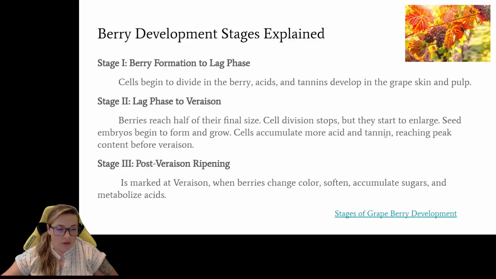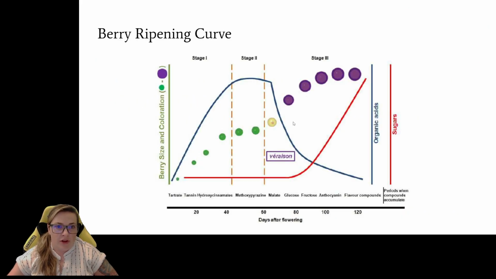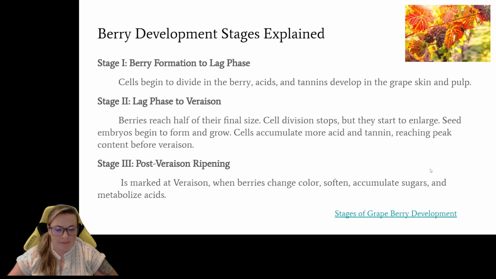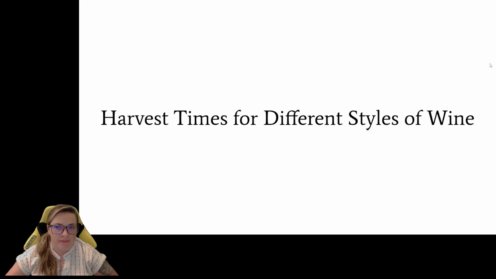Stage 3 is marked right at veraison. So if we look at our picture here, stage 3 is marked right as the berry starts changing color. Once we see this, acids start becoming metabolized by the grapes, and then sugars start to accumulate. And this is the final stage of ripening. So this is when, of course, berries change color, soften, accumulate sugars, and metabolize acids. And if you'd like to read some more, I do have an article linked here for you to check out.